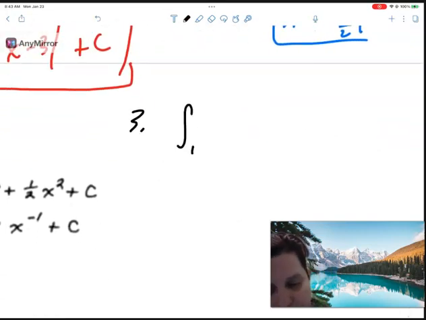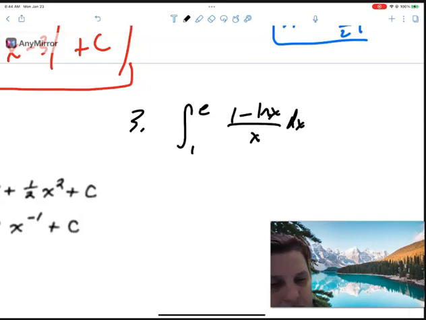Okay, this one is the integral from 1 to e of (1 minus ln x) over x. Now, I could split this up because there's one term on the bottom. Do I need to, though? I think I can just use u-sub. I might not need to split this up. Let's see if I can do u-sub.